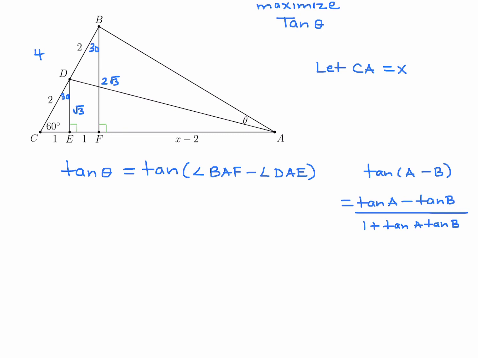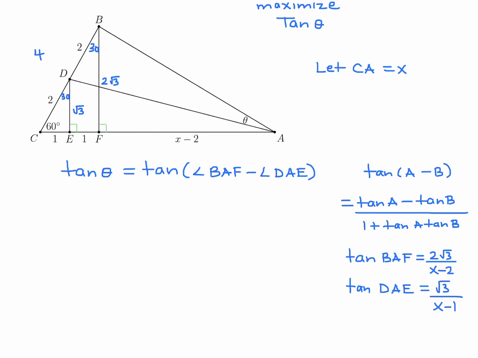And before I substitute everything into here, let's just do this on the side. Makes it a little bit easier for us. Tan of BAF, let's just calculate that. Looking at this diagram, the tan of BAF will be 2 root 3 over x minus 2, right? That over this. Opposite over adjacent. And the tan of DAE will be DE over EA. So that's going to be just root 3 over x minus 1, because remember we have to add that.